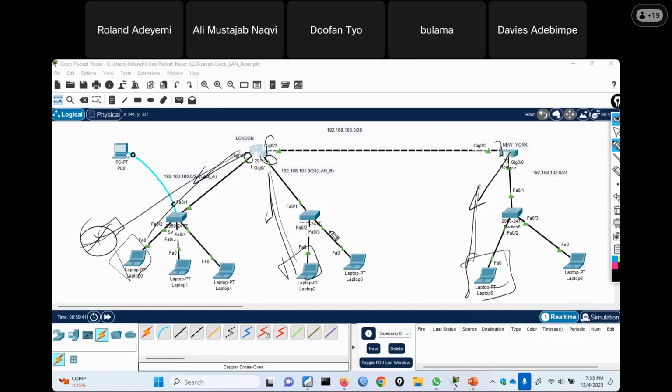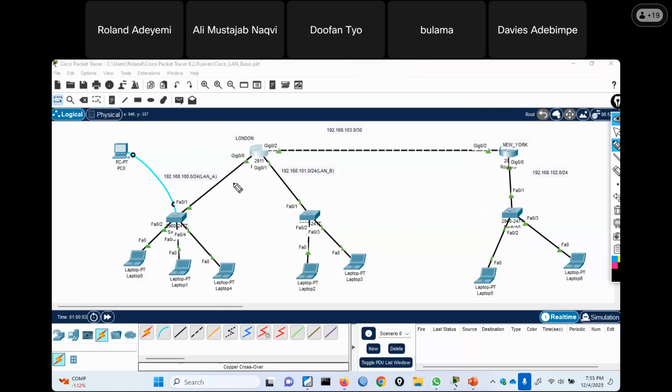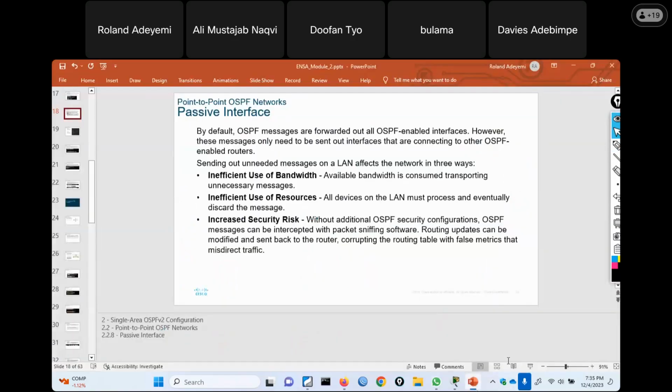So what do we want to do? We want to tell our router, don't send OSPF messages out of this interface because there's no neighbor here. Don't send out on your LAN. That is what passive interface is all about. We want to say only send on the interfaces where you have neighbors. You can advertise the network on those interfaces, but do not send messages out as if you want to talk to another neighbor somewhere. That is the essence of passive interface.